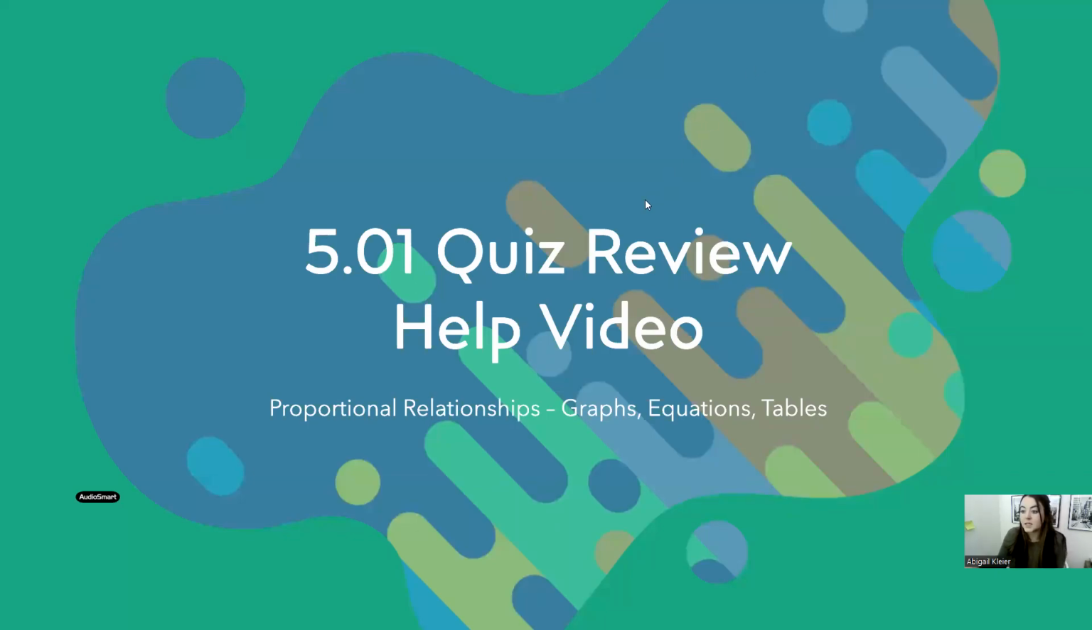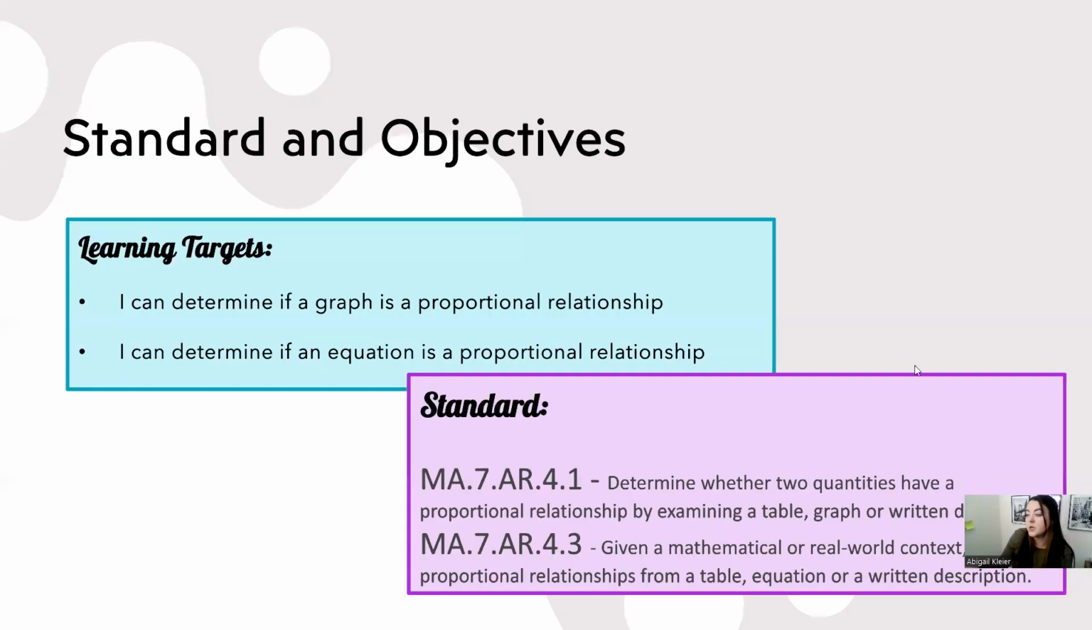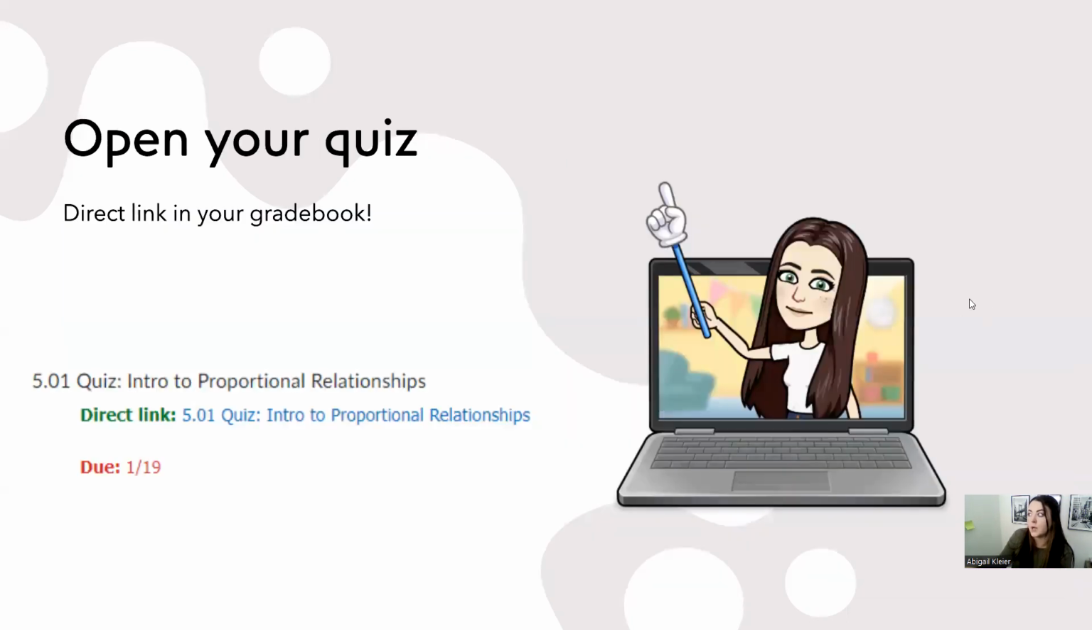Hi everyone, this is the help video for the 5.01 quiz review on proportional relationships found in graphs, equations, and tables. So in this situation, we are going to be discussing determining graphs and equations and tables and if they are a proportional relationship or not.